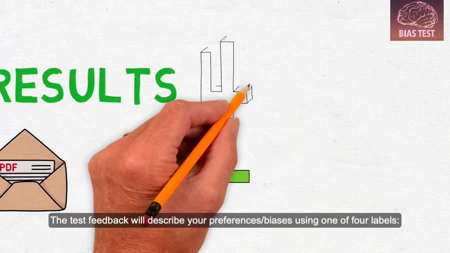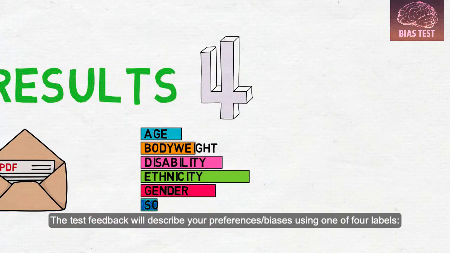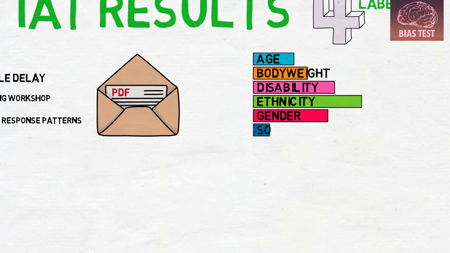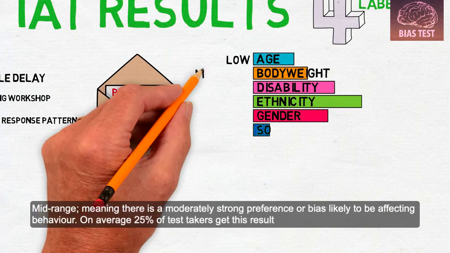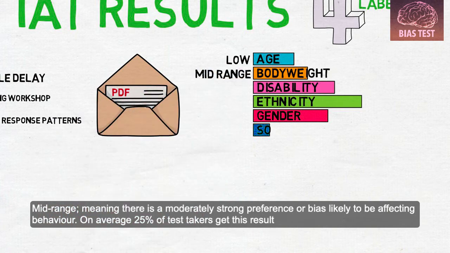The test feedback will describe your preferences, biases, using one of 4 labels. Low, meaning there is no bias preference or a weak preference bias unlikely to be affecting behaviour. On average, 70% of people get this result. Mid-range, meaning there is a moderately strong preference or bias likely to be affecting behaviour. On average, 25% of test takers get this result.